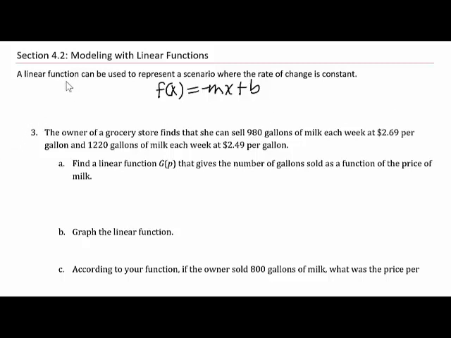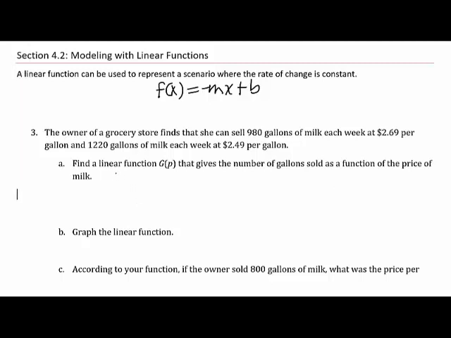In section 4.2, let's take a look at a couple other examples of modeling with linear functions. Suppose the owner of a grocery store finds that she can sell 980 gallons of milk each week at $2.69 per gallon and 1,220 gallons of milk at $2.49 per gallon. We want to write a linear function g of p that gives the number of gallons sold as a function of the price of the milk.